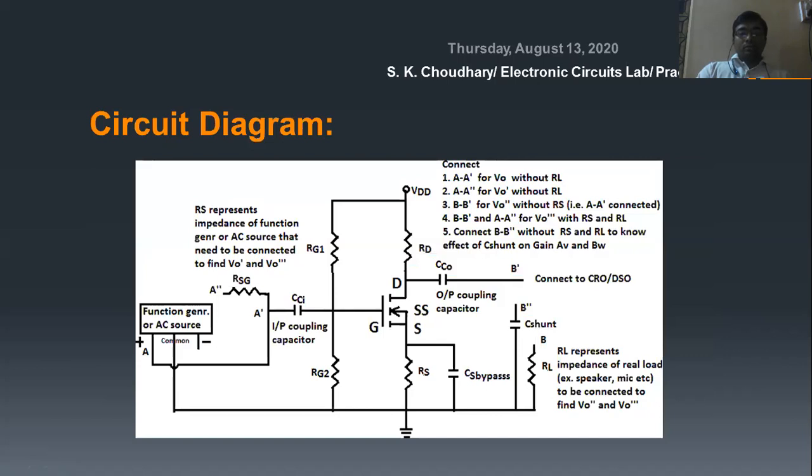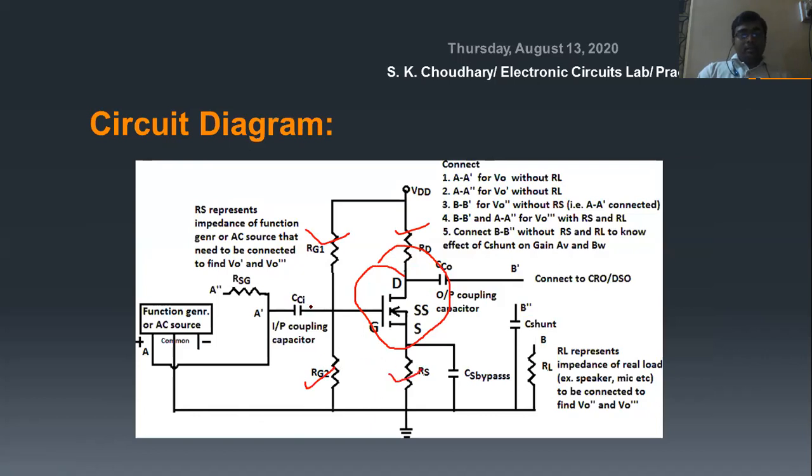If you look at the circuit diagram, this is the circuit diagram for the common source amplifier using voltage divider bias and an N-channel enhancement type MOSFET. It is very similar to the first experiment of the DC analysis. All the resistor values are the same.